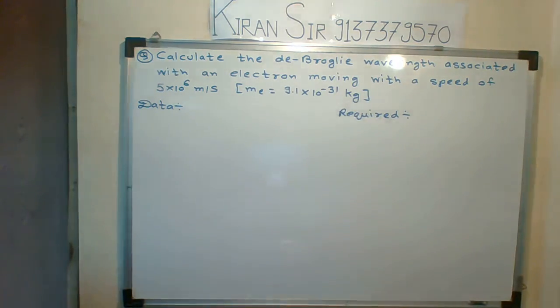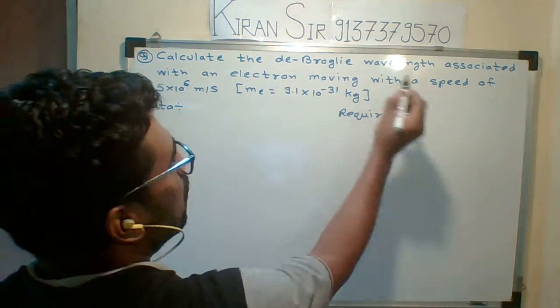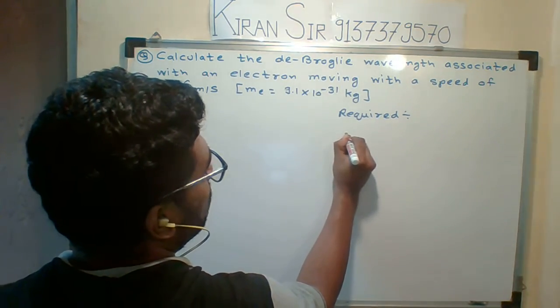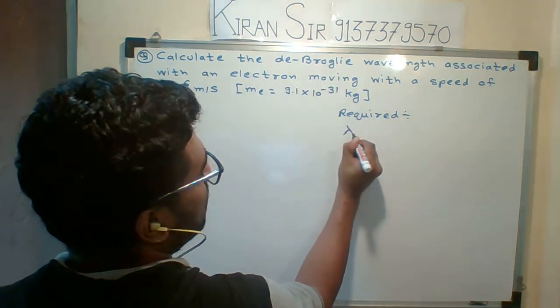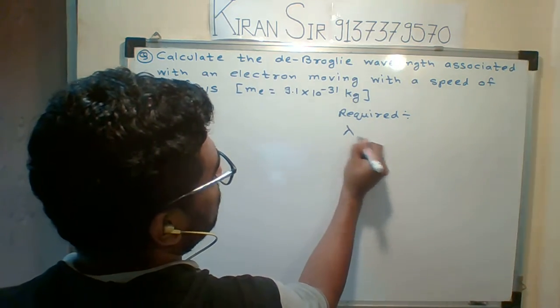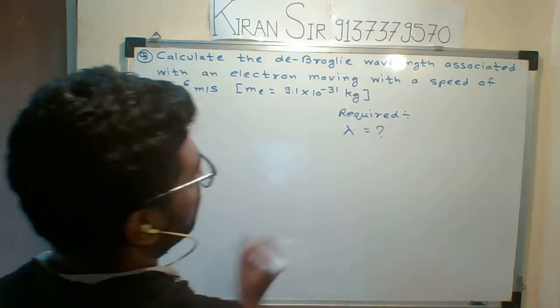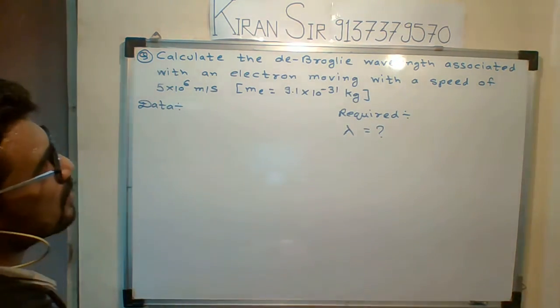Next question. Next numerical is what? Calculate the de Broglie wavelength. So what is the symbol for wavelength? It's lambda, that you know. And for de Broglie wavelength, there is no need to add any suffix. So you will say only question mark. So lambda we have to find out.